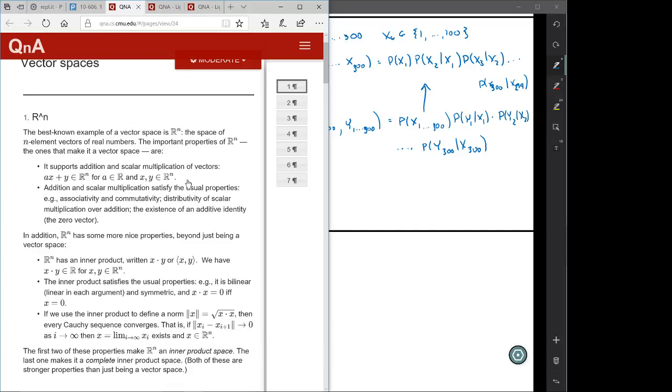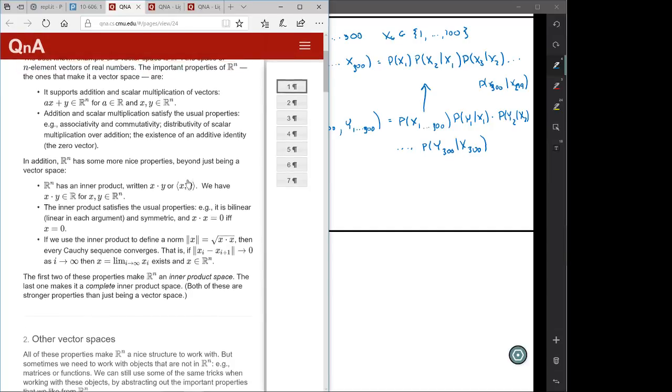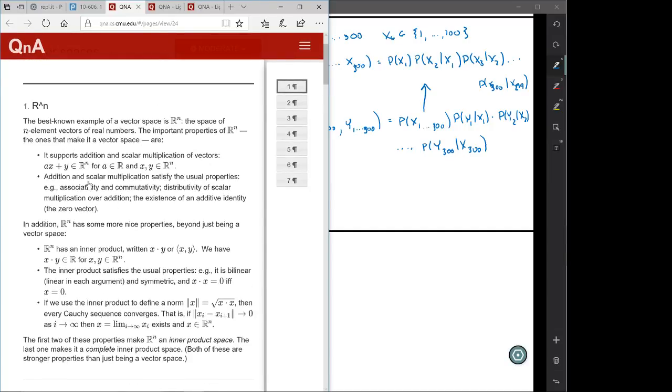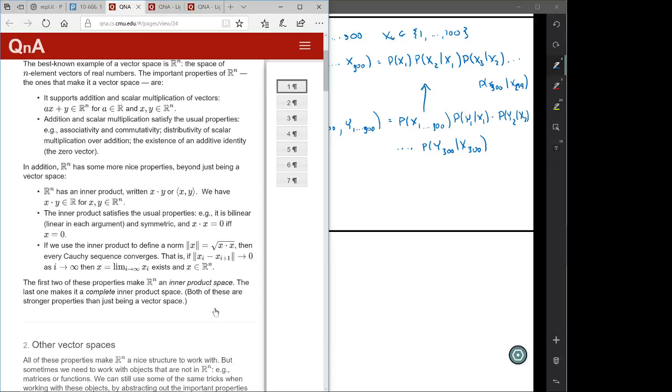We're going to try and abstract these properties away from just the vector space Rn, and we'll talk about how to do that in a minute. There are some more properties that Rn has that are useful. So it has an inner product, which is linear in each one of its arguments separately. It's symmetric, and the only way to get a vector with dot product 0 with itself is if that vector is the 0 vector.